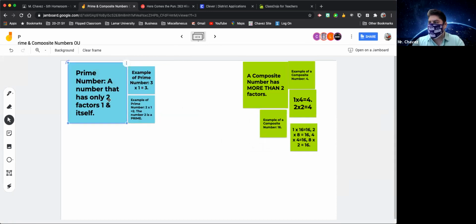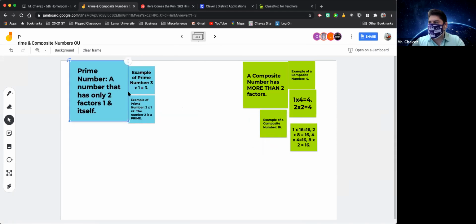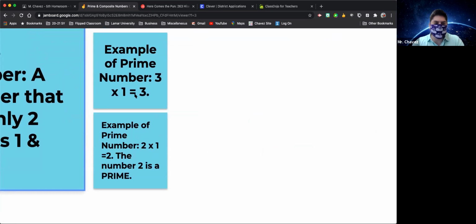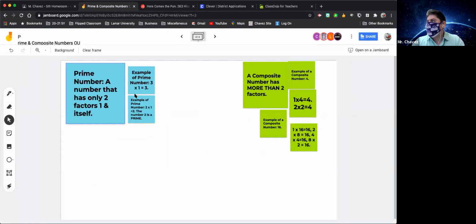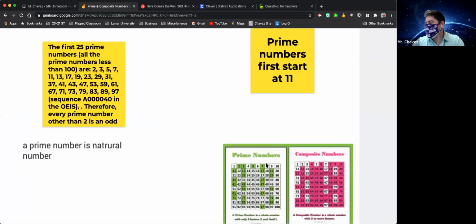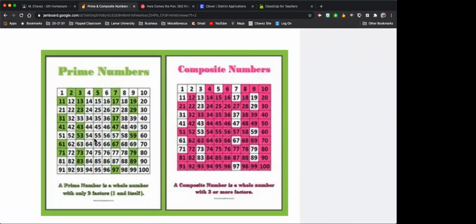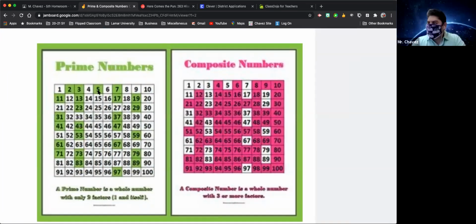Prime numbers only have two factors, one and itself. That's it. Like what you see here, 2 times 1, 3 times 1. That's the only way you can get those numbers. Now, the reason why you see charts like this is because the ones in green that you see here are all the prime numbers: 2, 3, 5, 7, 11, 13, 17. All the ones that are colored green are prime numbers. There's no other way to get those numbers. It's just the number times 1. That's the only way you're going to get it.